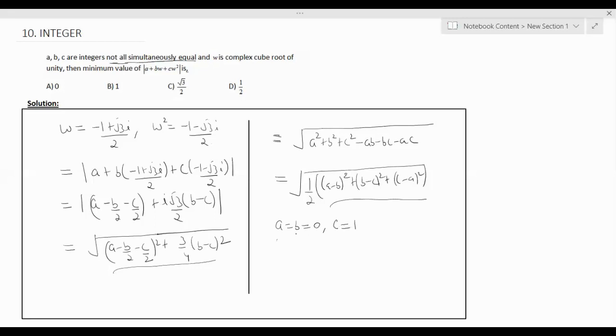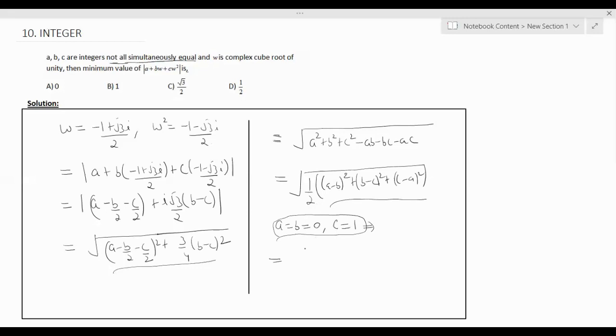But from this combination you can say you have to make any two of them 0 and the third one as 1 or minus 1. So think about it, because there will be no other possibilities, because we are dealing with the integers, we are dealing with the perfect square. The only combination you will have is when two of the values of a, b, c will be 0 and the third one will be 1 or minus 1.